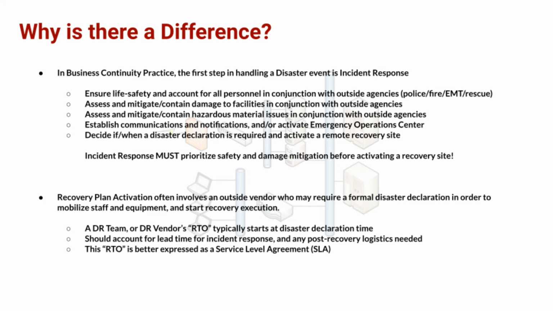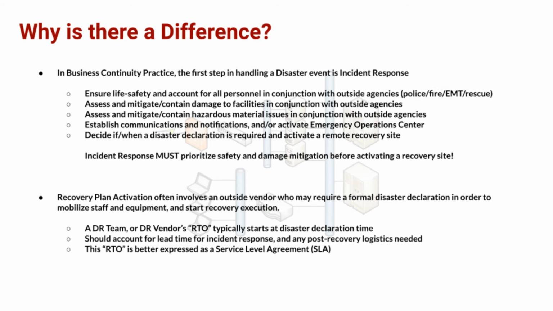The second duty and priority is assessing, mitigating, and containing damage to facilities, also working in conjunction with outside agencies. Then the third priority is assessing, mitigating, containing hazardous material issues, also in conjunction with outside agencies. The next priority is to establish communications, send out notifications, and activate your emergency operations center if you have one. And then once we've established these other critical responsibilities, then the incident response team needs to decide when and if a disaster declaration is required and start the remote site activation plan.